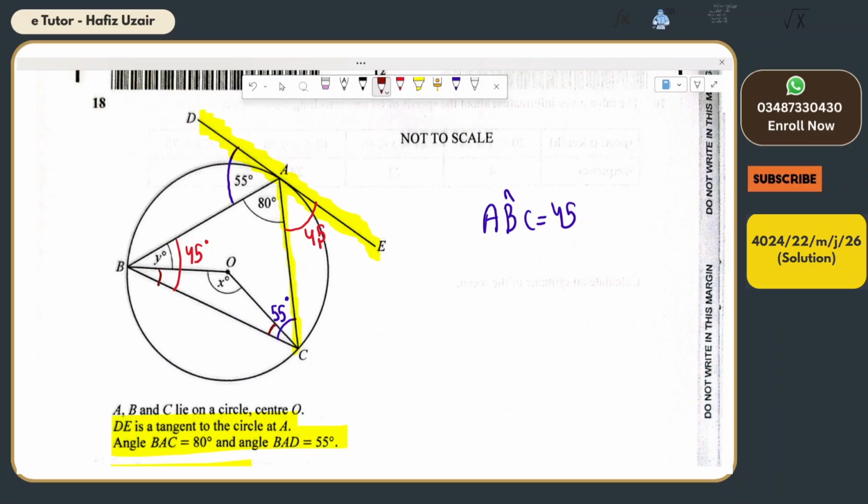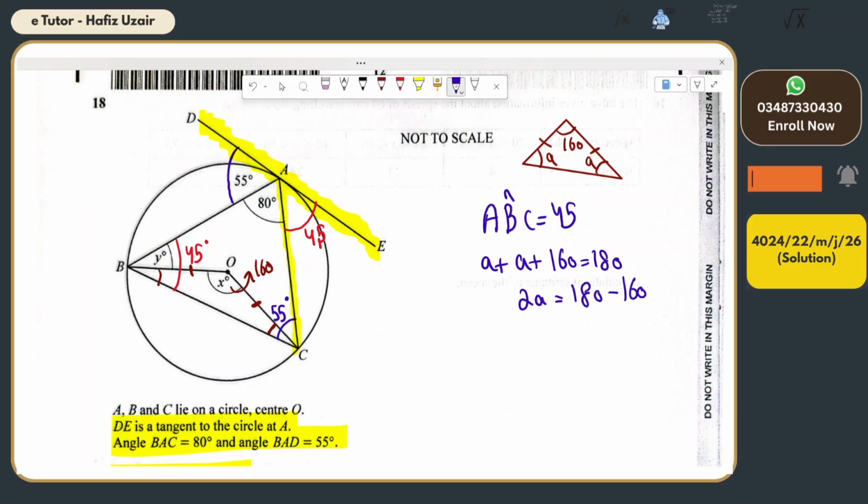These two sides are equal because these are radii, and the value of x over here is 160. So we have a triangle over here with 160 at the center. I'm just drawing it quickly. The angles over here will be the same, so let's say here is a, here is a. So you can say 2a plus 160 equals 180. So 2a will be equal to 180 minus 160. So a will be equal to 20 by 2, and a will be equal to 10.